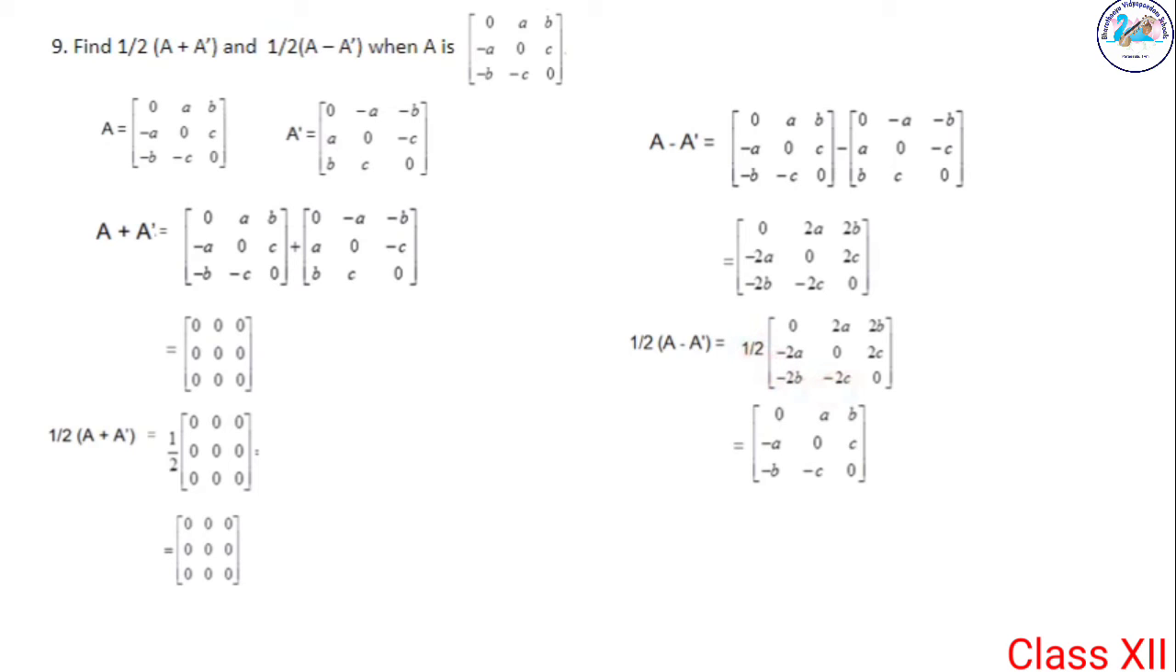1 by 2 into minus 2c, 2 cancel, you get minus c. 1 by 2 into 0 will get 0. So this is the final answer. We'll move on to the next question.